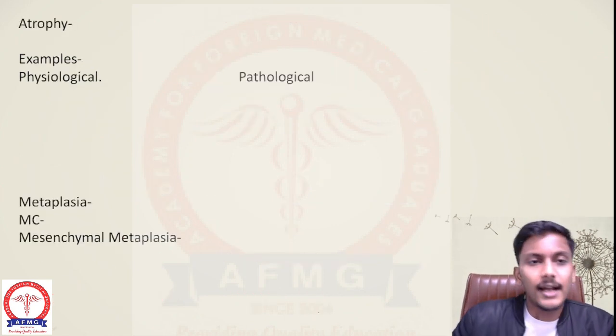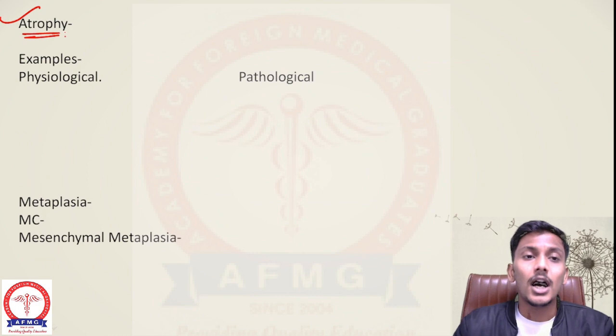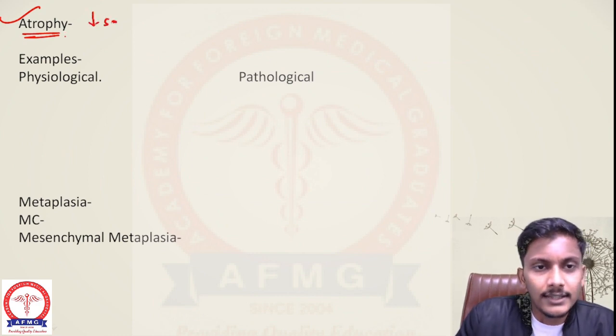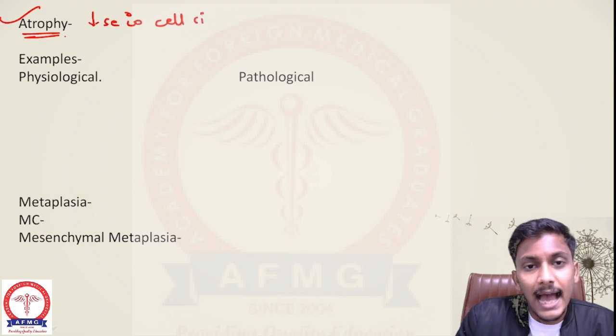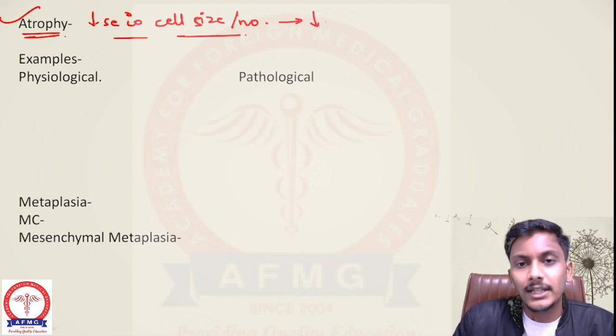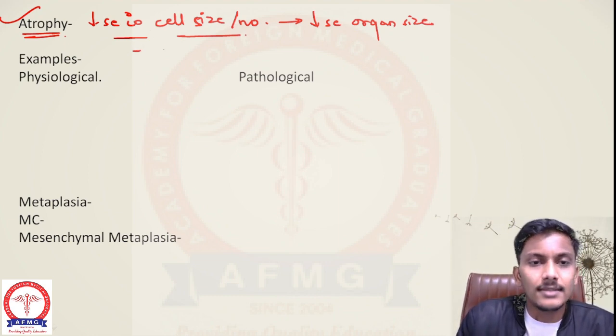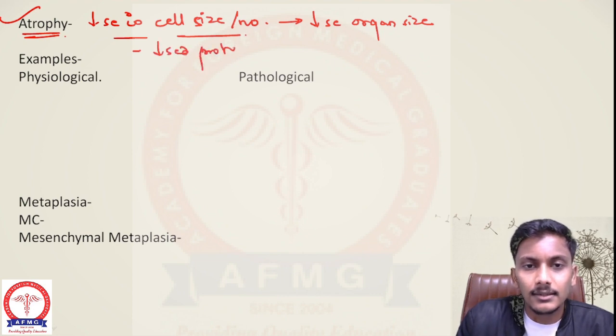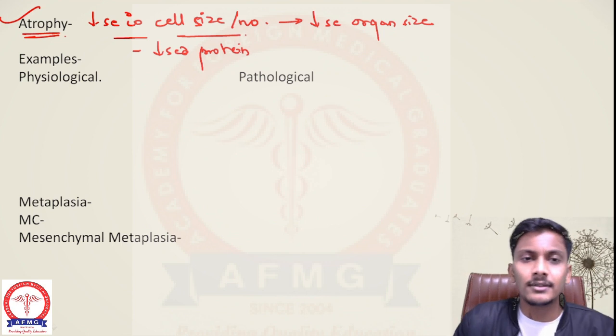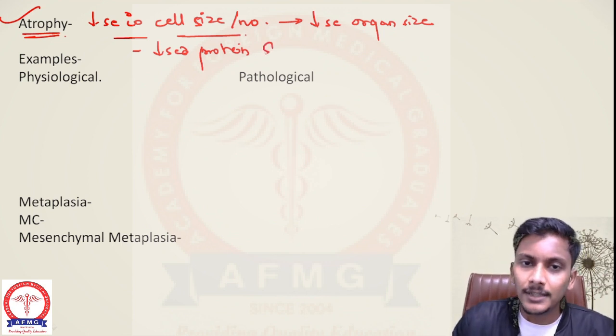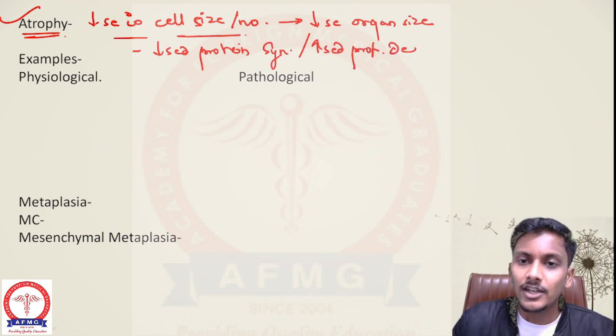Moving further to our third kind of cellular adaptation, and that is atrophy. So what is atrophy? Atrophy is decrease in cell size and number, which leads to decrease in organ size also. So the organ shrinks. And what is the mechanism? The mechanism is decreased protein synthesis. In hypertrophy, what was happening? There was increased protein synthesis. So the opposite would occur in atrophy, that is, decreased protein synthesis would be there, or there is increased protein degradation. Important ones to be remembered.